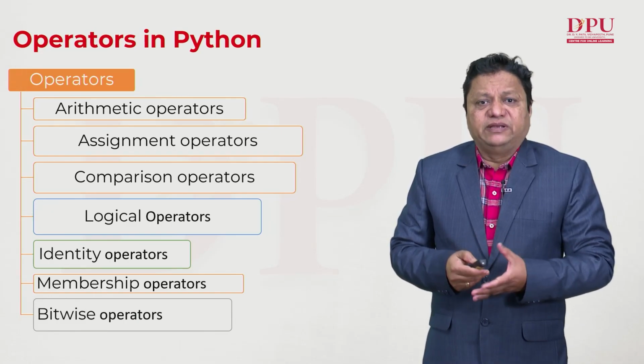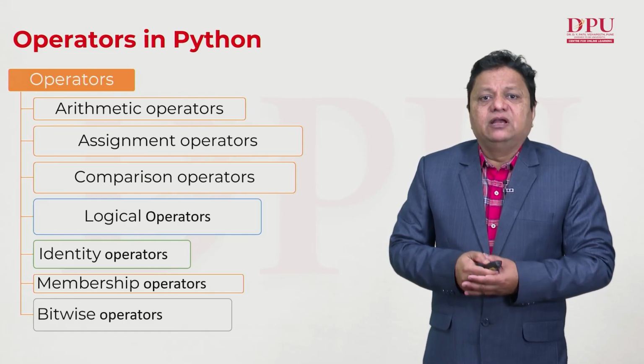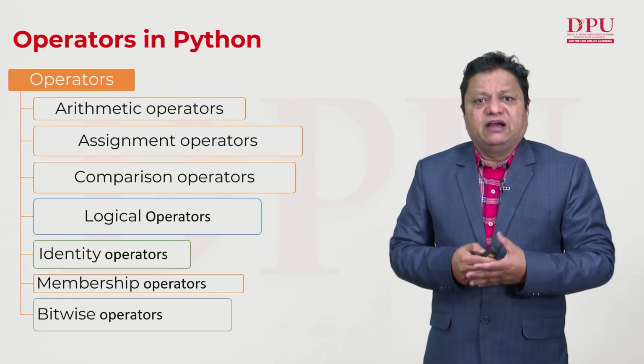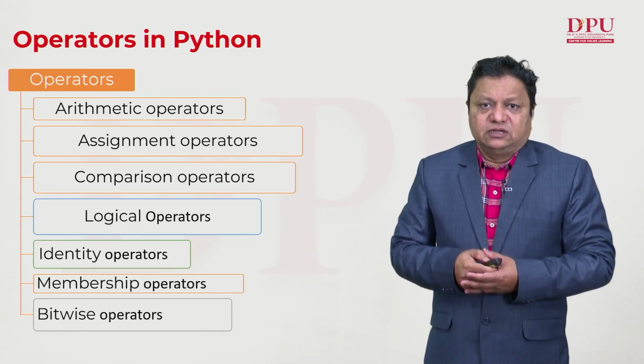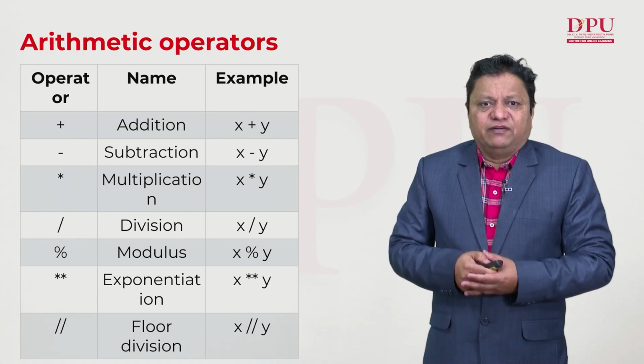So, these are the basic operators that you find in Python. Operators basically operate on operands. So, we have binary operators, and we have ternary operators in Python as well. Let us see first the arithmetic operators.